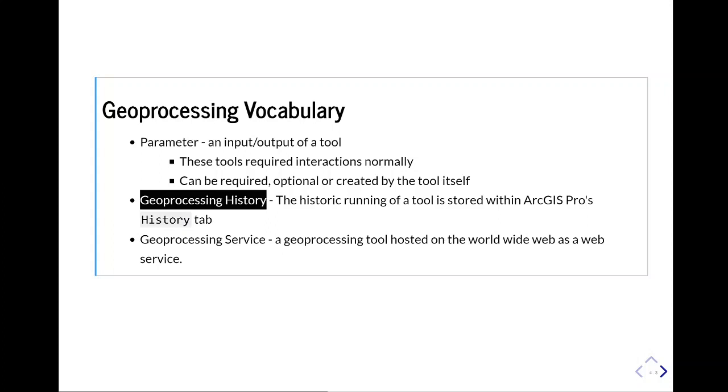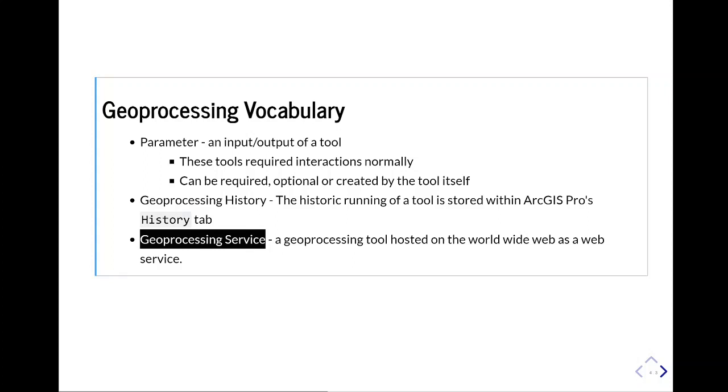Some other information that's really helpful in Pro is that it stores the geoprocessing history. Every time you run a tool, whether you have a failure or a success, you can go to that pane and look at it, and it brings back the historical information. Sometimes you'll also hear geoprocessing tools referred to as geoprocessing services, and this is just geoprocessing tools that are hosted on the World Wide Web. So it was published out to ArcGIS Server.